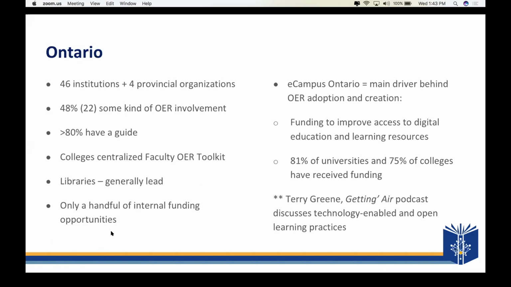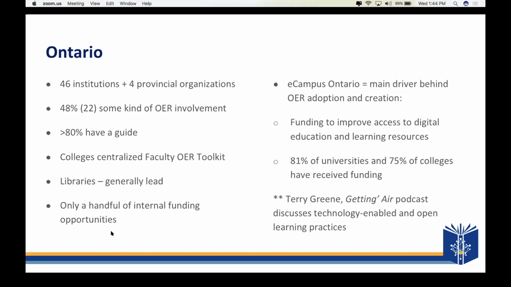So, as you can see, we're moving from east to west. I'll start following Quebec with Ontario. We looked at 46 institutions and 4 provincial organizations, looking over their websites and connecting with people where we could find someone identified. We could see that 48% have some sort of OER involvement. Looking deeper, over 80% of them had a guide of some sort, and the majority of the time, that guide was originating with the library.